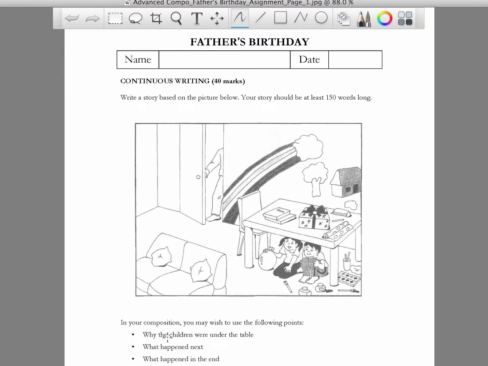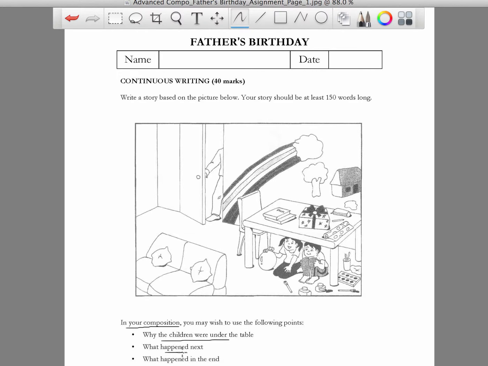The question that's given is this. In your composition below, you may wish to use the following points. Why the children were under the table? We have already addressed that they want to give a surprise birthday party, so they want to surprise their father, who's coming into the house.